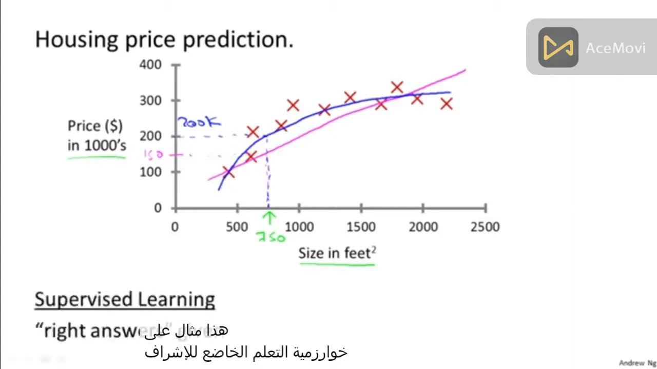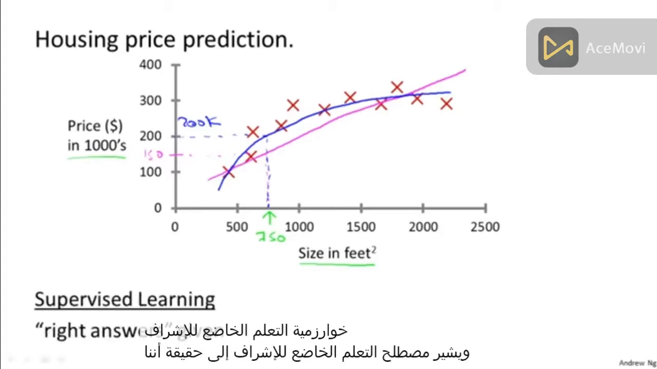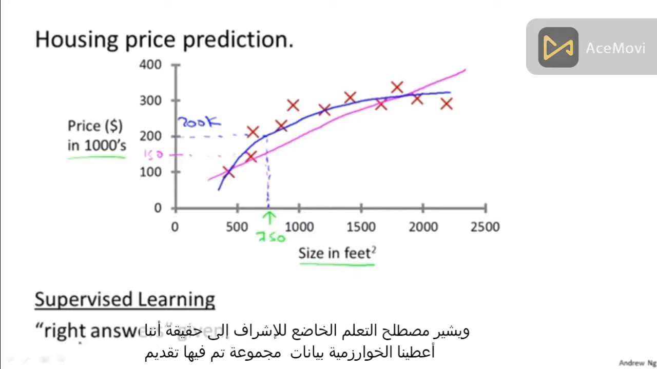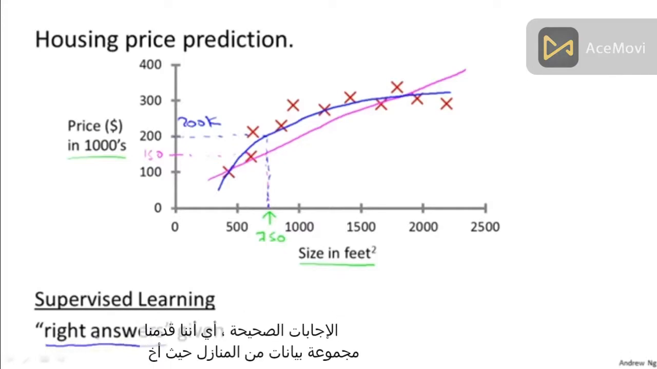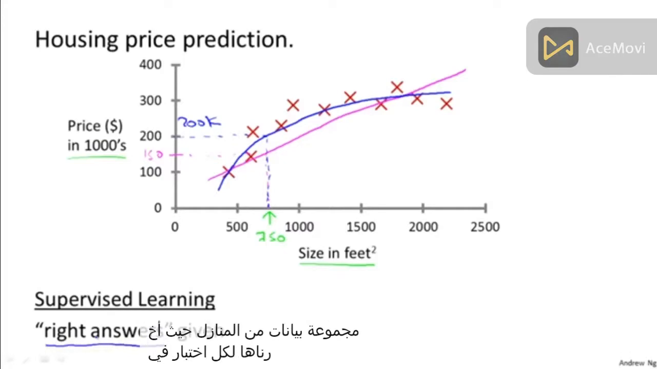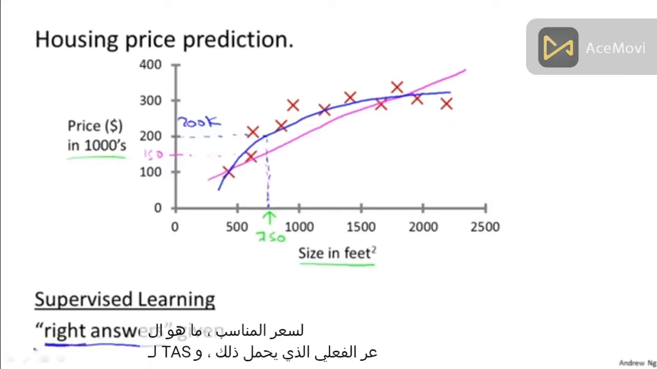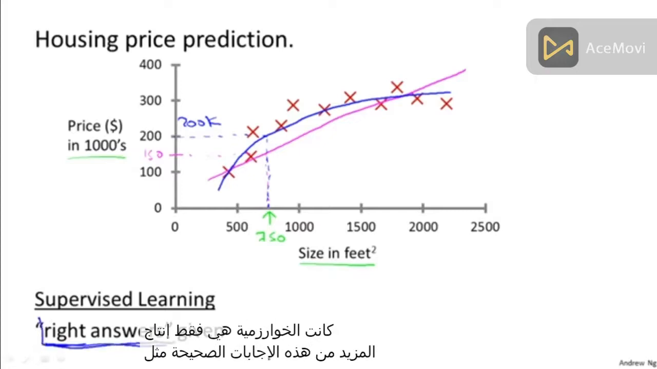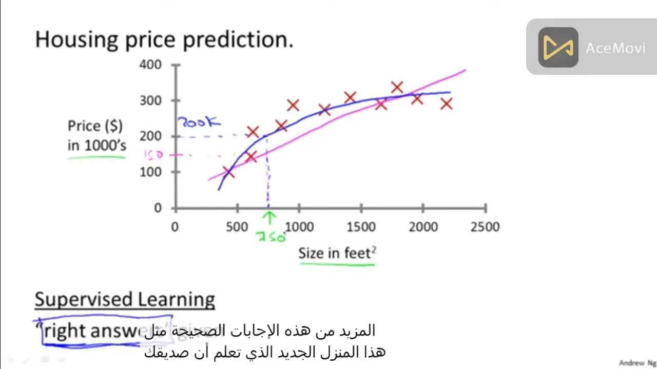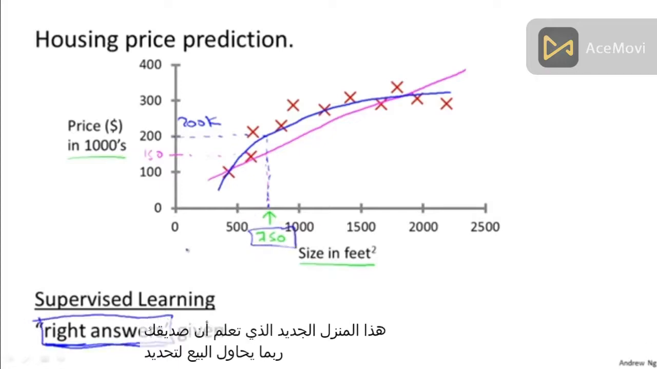And the term supervised learning refers to the fact that we gave the algorithm a data set in which the, quote, right answers were given. That is, we gave it a data set of houses in which for every example in this data set, we told it what is the right price, or what was the actual price that that house sold for. And the task of the algorithm was to just produce more of these right answers, such as for this new house that your friend may be trying to sell.